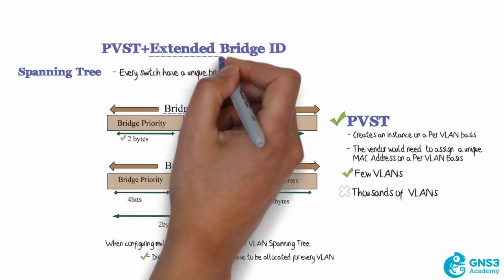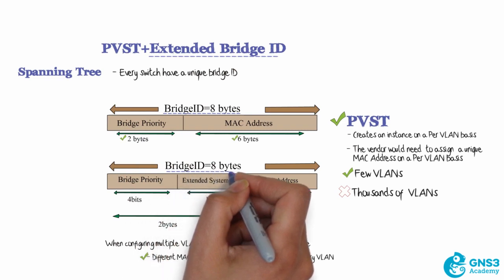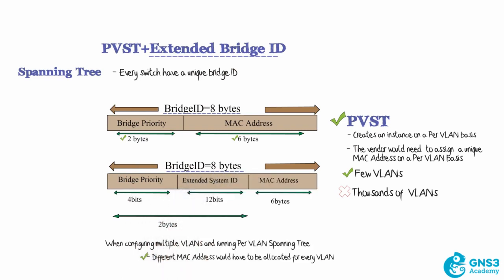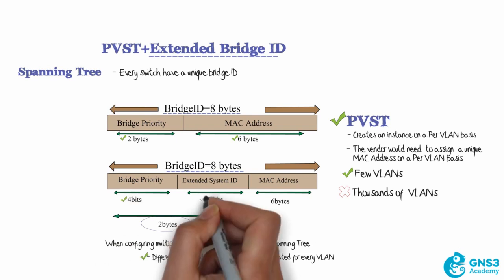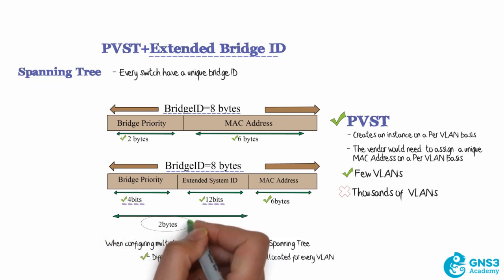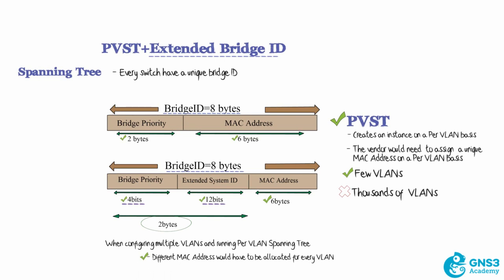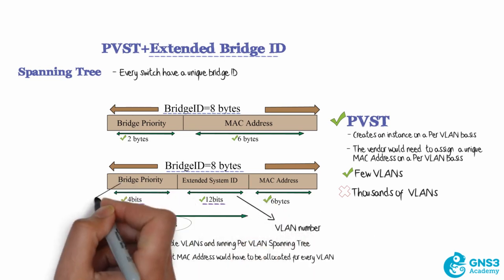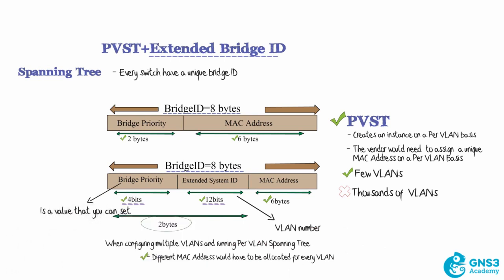So with extended bridge IDs, the bridge ID is still 8 bytes in size, but the priority is now split into 2 parts. So the 2-byte priority portion consists of a 4-bit bridge priority and a 12-bit extended system ID. The MAC address is still 6 bytes in size. So please note, bridge priority is 4 bits, extended system ID is 12 bits, which equates to 2 bytes. The extended system ID is populated with the VLAN number, and the bridge priority is a value that you can set. Default is 32768 in decimal.